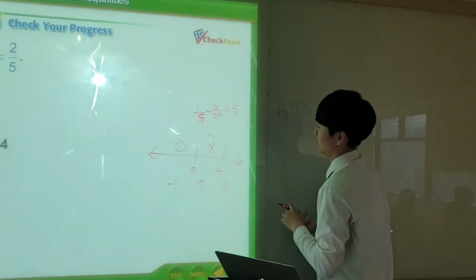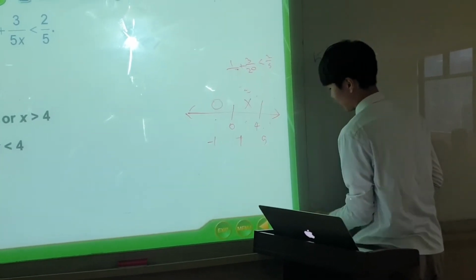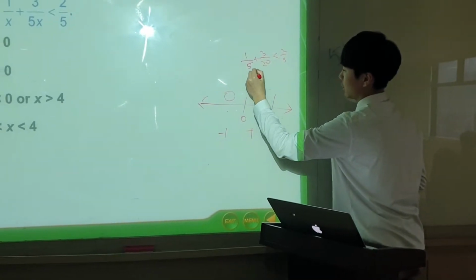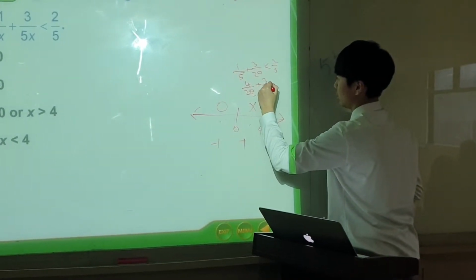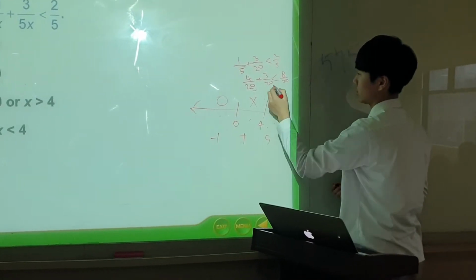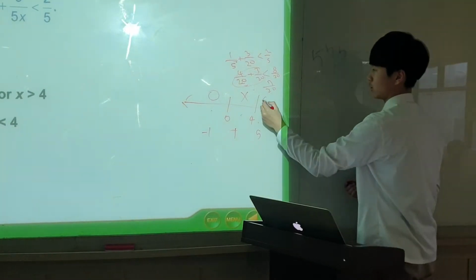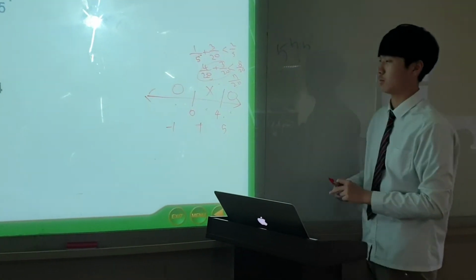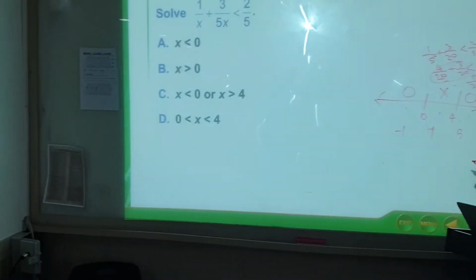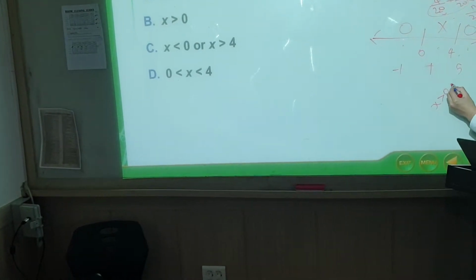Okay. And it will be, this one is 5, and 1 over 5, so it will be 20. So it will be 4 over 20, and then 8 over 20, and so it will be smaller. Because it is 20, 7 over 20. So that is the solution. So the answer will be x should be lesser than 0 or.